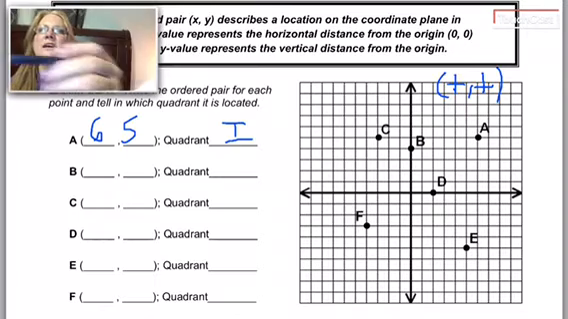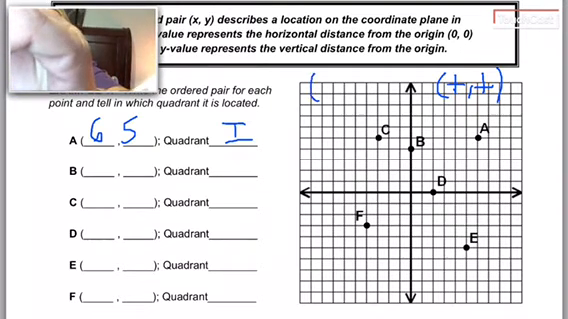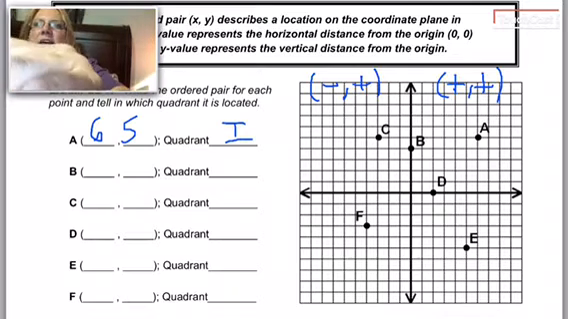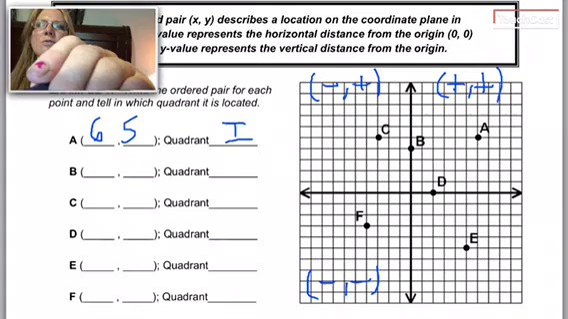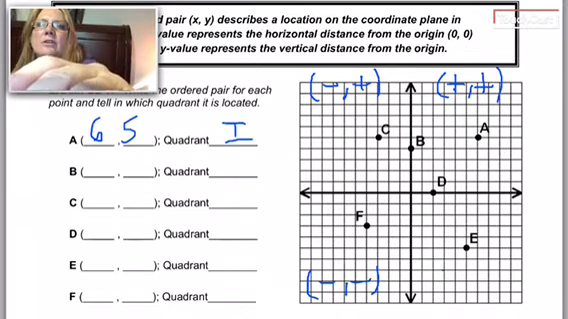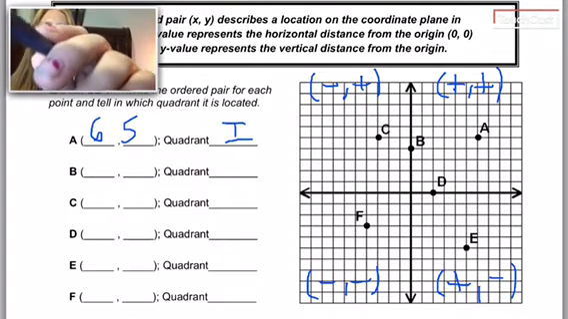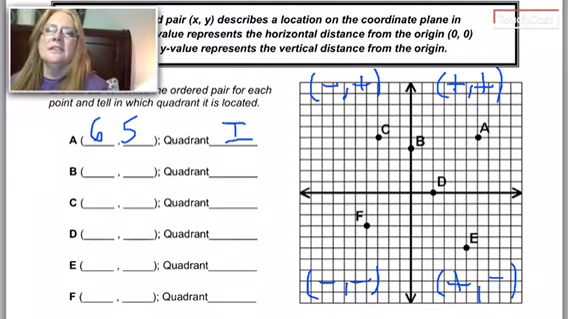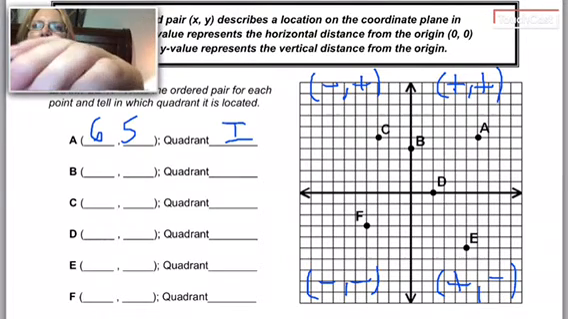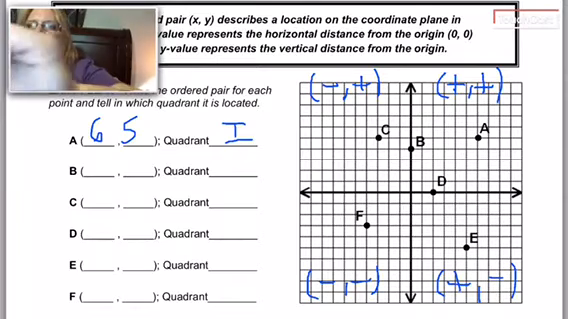All of the points in quadrant 1 will have both an x and a y that are positive. When we go to the left of the origin, points in quadrant 2 will be a negative and a positive. In quadrant 3, negative, negative. And in quadrant 4, positive, negative. In other words, when you go to the right, it's positive; when you go up, it's positive; to the left, it's negative; and down, it's negative.